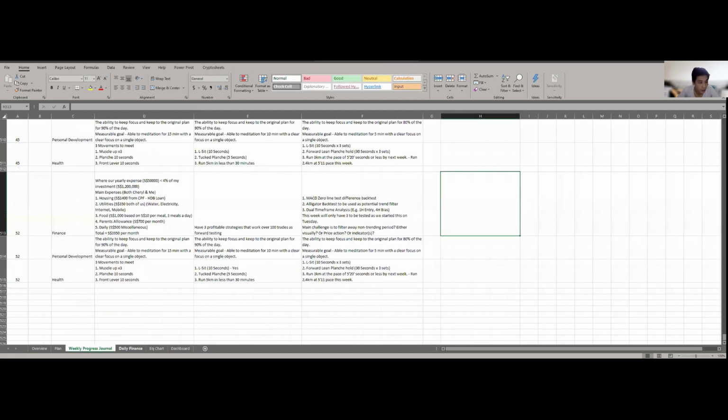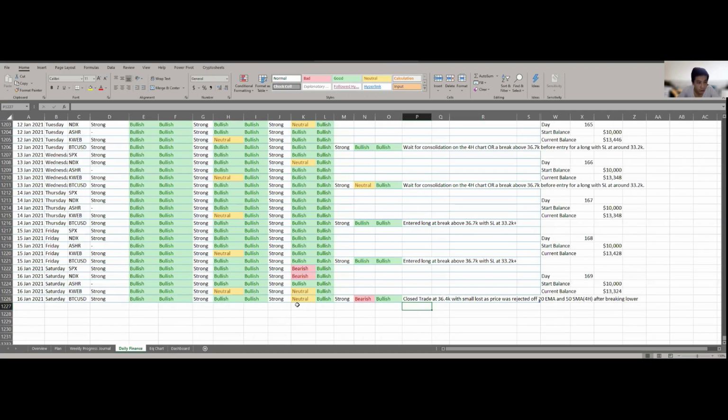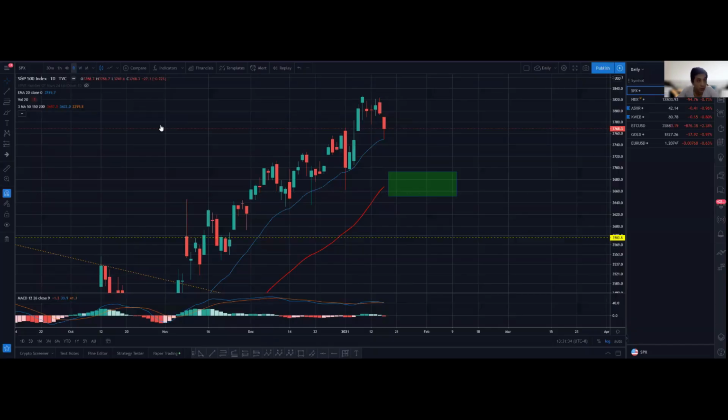Moving on to the daily finance update, let's do a very quick run through. As you know, today is Saturday. So on the weekly chart, I've run through the market structure. There's no change in the market structure for all of the traditional financial markets. In terms of the daily market structure, there is some sort of a transition for both NASDAQ and S&P and also for KWEB.